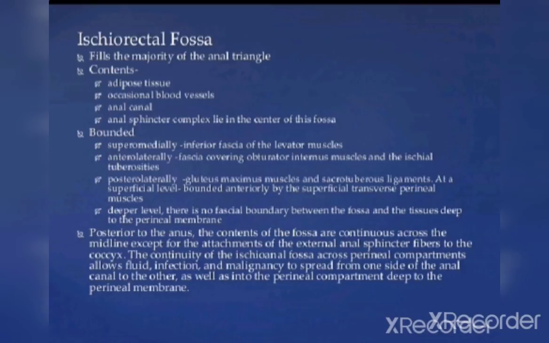The contents of the fossa are continuous across the midline except for the attachments of the external anal sphincter fibers to the coccyx. So the continuity of the ischioanal fossa across perineal compartments allows fluid, infection and malignancy to spread from one side of the anal canal to the other, as well as into the perineal compartment due to the perineal membranes.